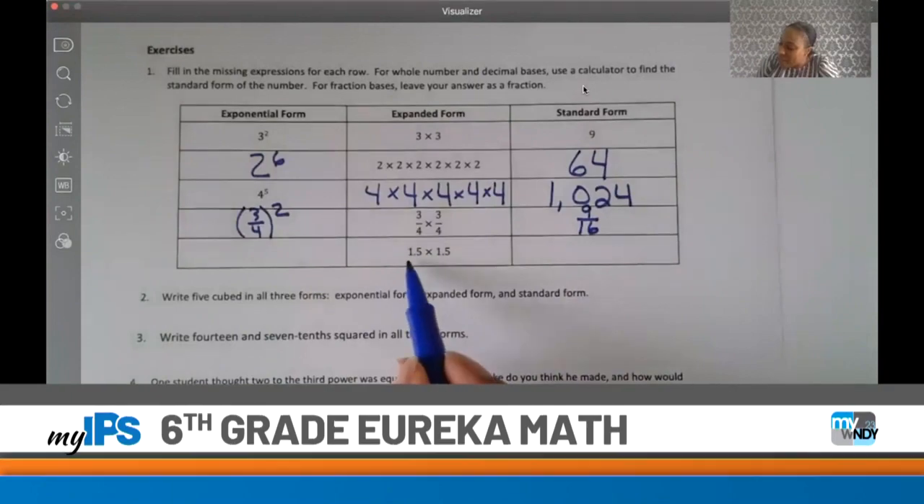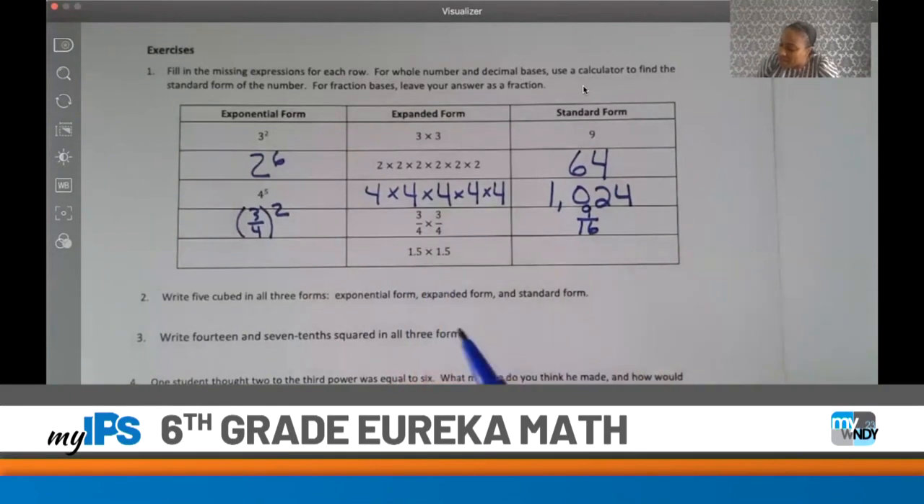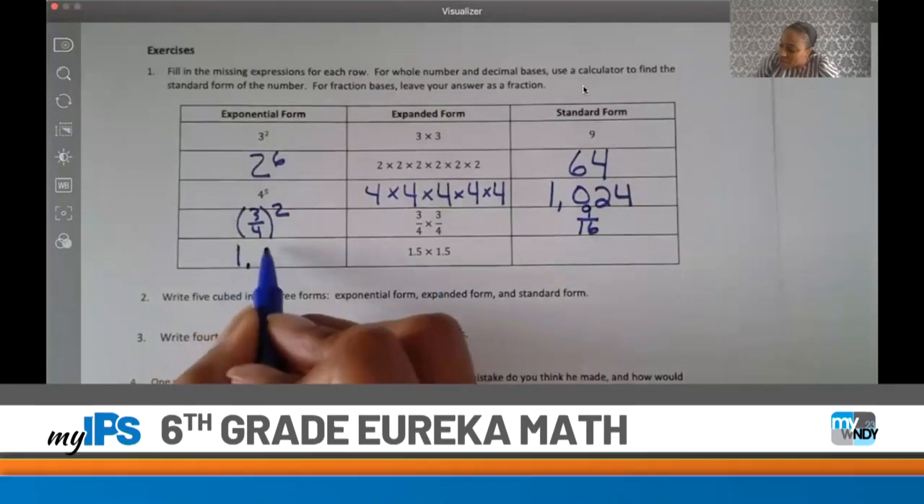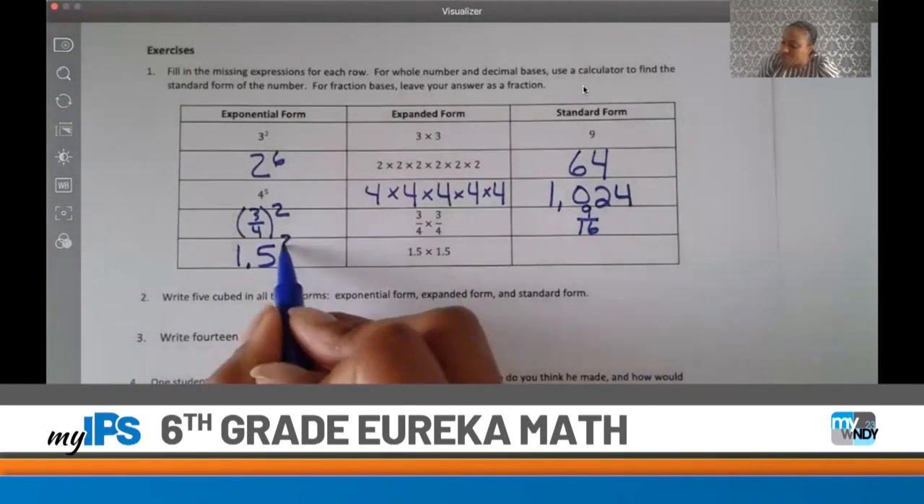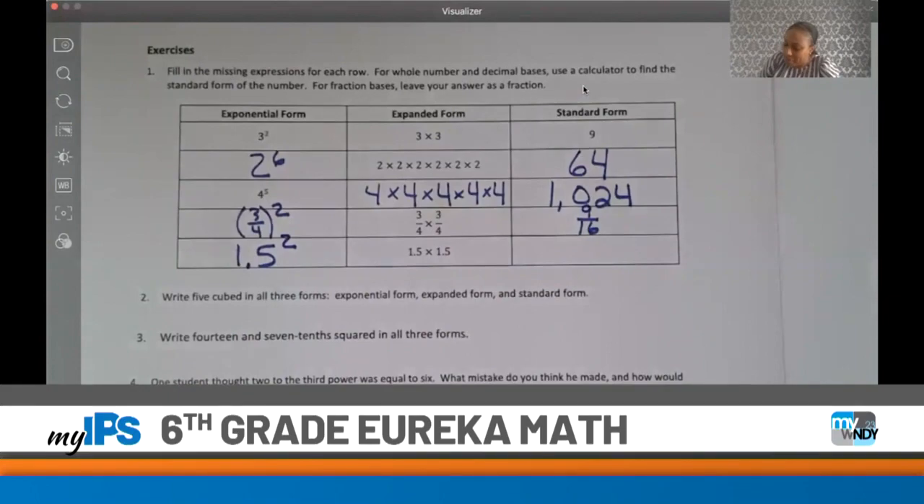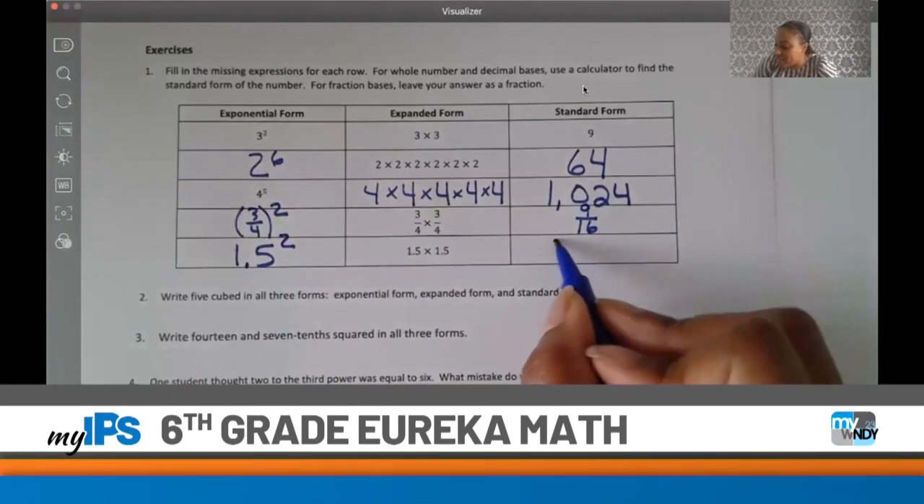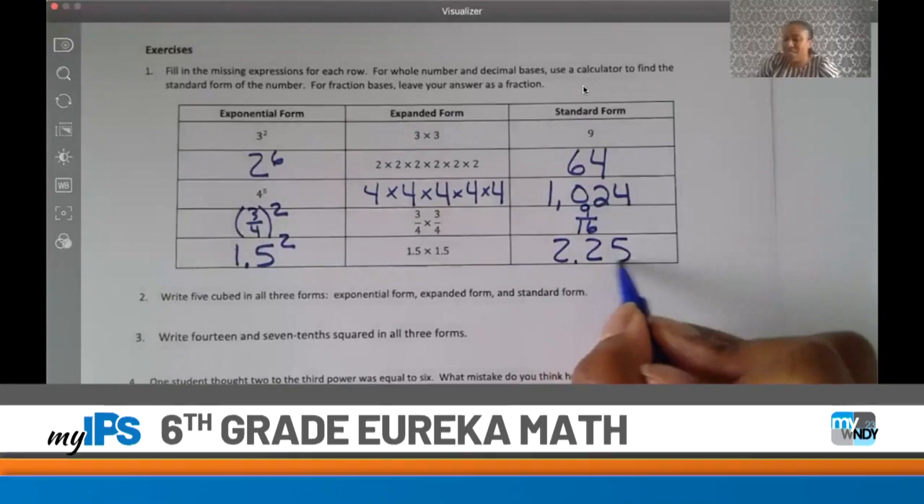Now I have 1 5/10 times 1 5/10. Well, 1 5/10 will be my base, and because this is written twice, 2 will be my exponent. 1 5/10 times 1 5/10 is 2 25/100.